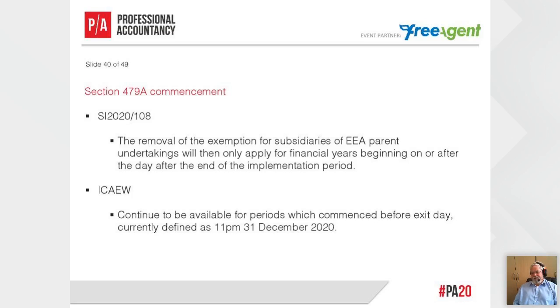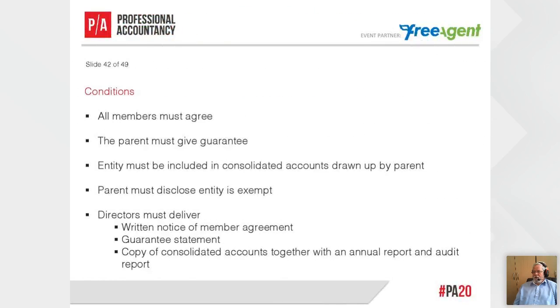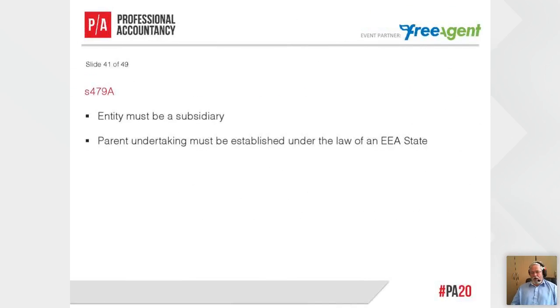So if your accounting period commenced after that, then section 479A may not be available as a result of some of these changes. So in terms of looking at section 479A itself, the entity has to be a subsidiary, and the parent undertaking must be established under the law of an EEA state.